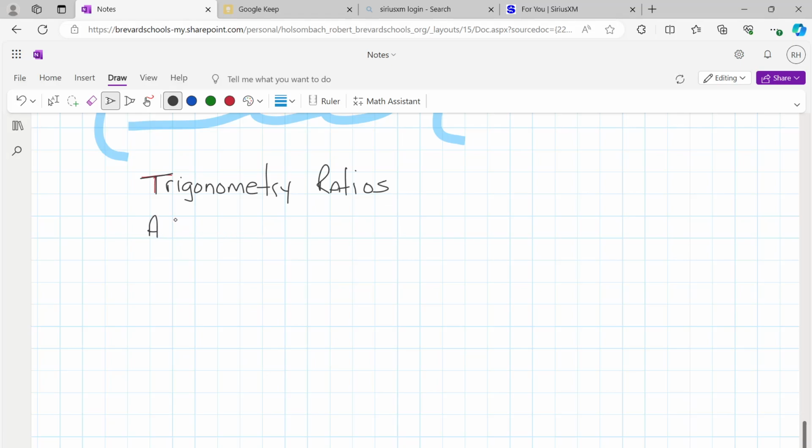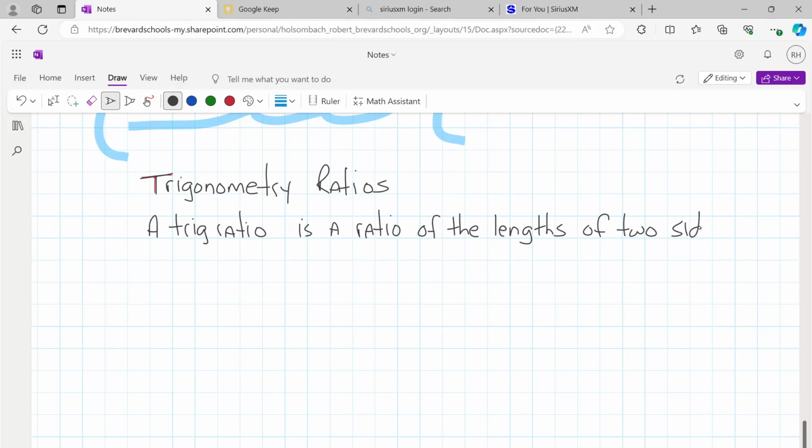And we're going to say a trig ratio is a ratio of the lengths of two sides of a triangle as they relate to an angle.